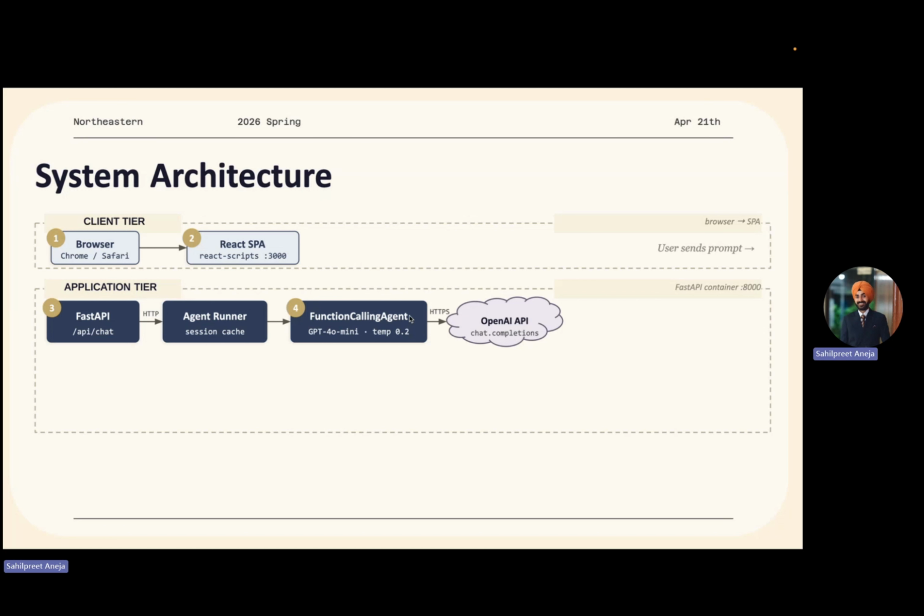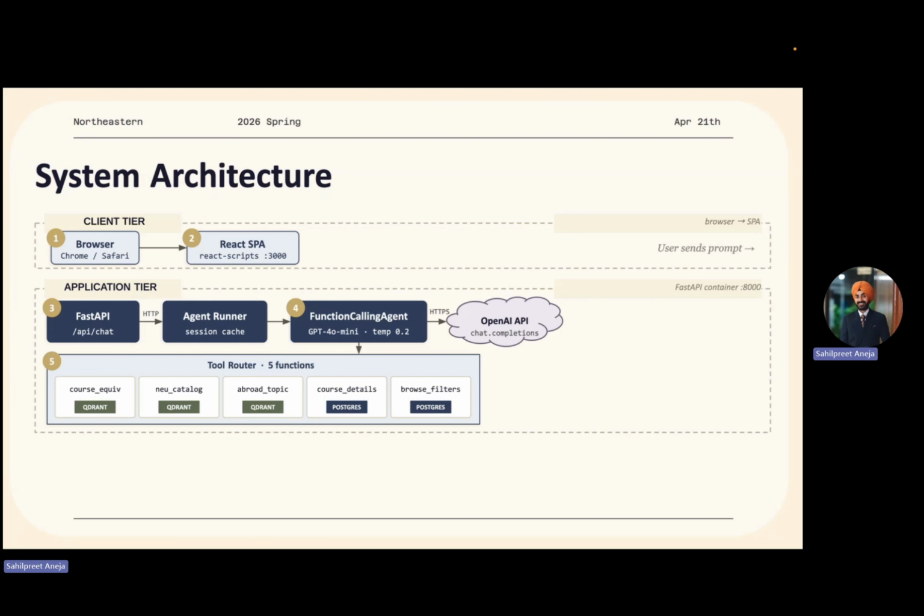Yes, GPT-4o mini model, not GPT-4. That was a deliberate choice. Mini is fast, cheap, and more than smart enough for our use case. We set the temperature to 0.2, which means the model gives us consistent answers instead of being creative every single time.